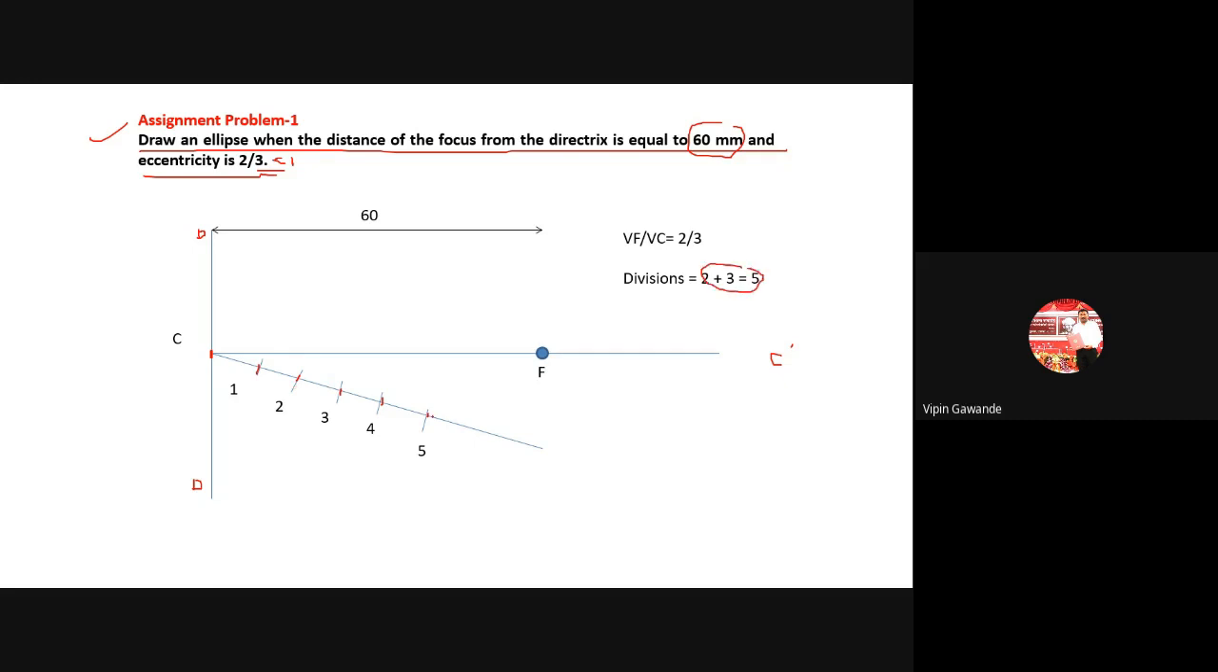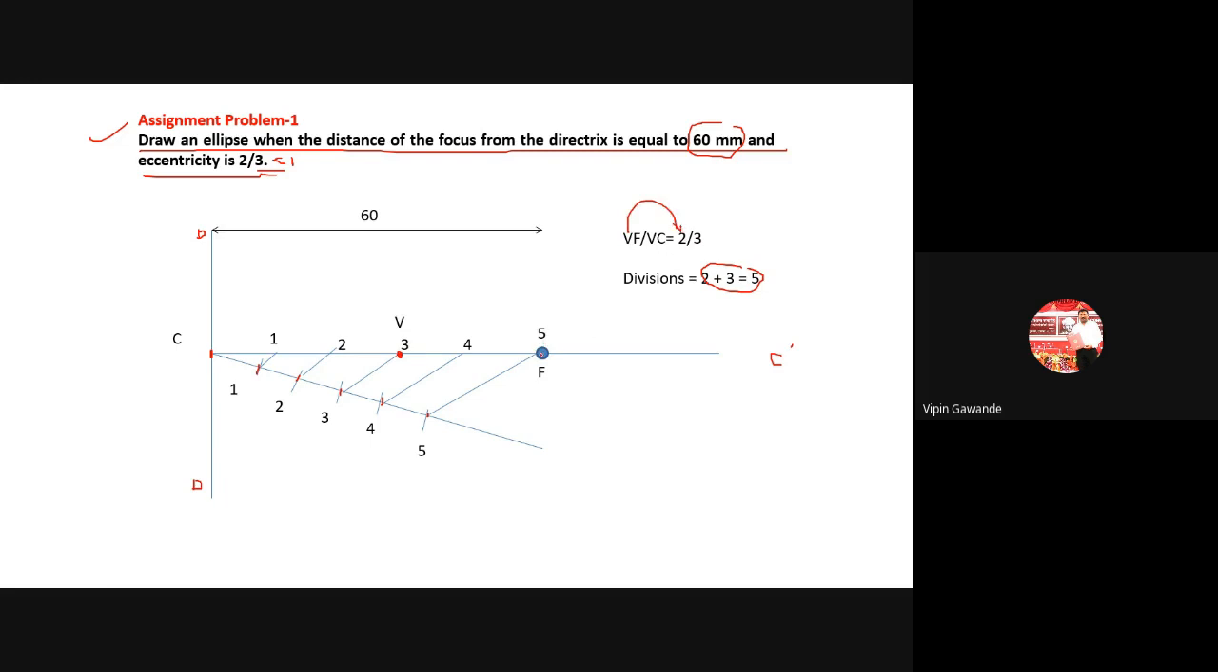Okay, because addition of eccentricity is what? 5. Now join 5 with F. Keep your roller scale here. इथे रोलर स्केल ठेवायची, 5F ला रोल करायचं, तिला पुढे रोल करायचं. Join the lines from 4, 3, 2 and 1. So you'll get here divisions 1, 2, 3, 4 and 5. Okay, so your 60 distance gets divided into 5 divisions. Now where to put the vertex, next step is what? Where to put the vertex?